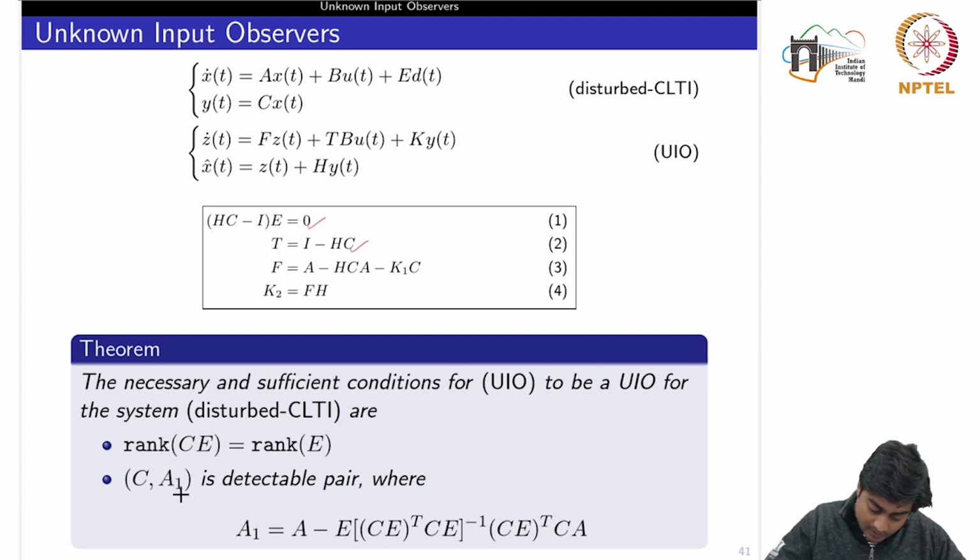Now if the A1, C pair is detectable, meaning to say F would definitely be a Hurwitz matrix. Now, this equation we can also compute, whatever F we have obtained from here and H from the first equation, multiplying these two matrices would give me K2. So basically we have computed all these four equations, and the necessary and sufficient conditions for solving these equations is this one.